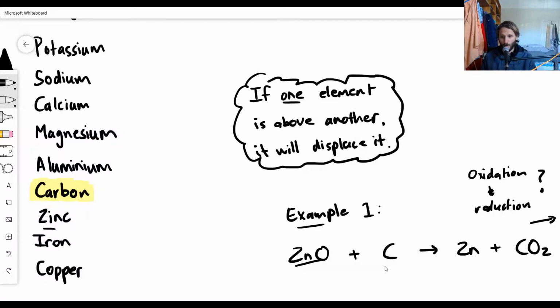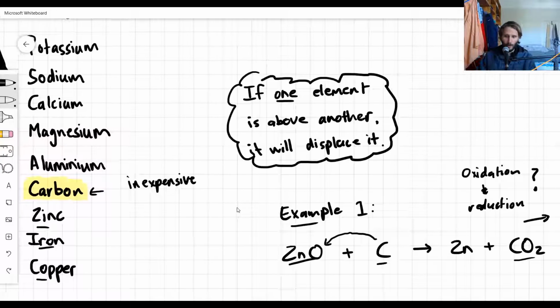If we burn this with carbon, what carbon is going to do is jump in the place of oxygen, and it's going to form carbon dioxide. What's that result going to be? It's going to result in the pure form of zinc. So we've extracted the zinc from the oxygen. Okay, so we can do this for iron, and we can do this for copper, and we can use carbon to do this. Now, why we use carbon is that it's an inexpensive substance. Okay, and we try to save money when we are developing these metals.